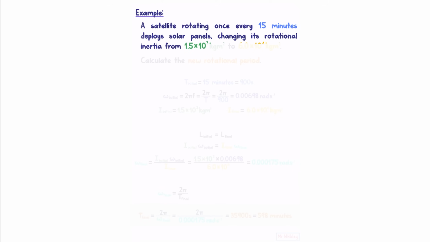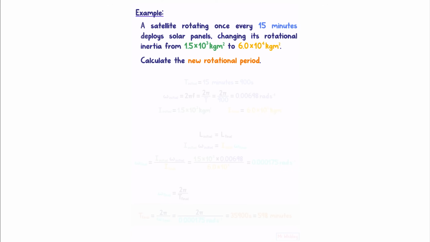Let's now use this in an example. A satellite rotating once every 15 minutes deploys solar panels, changing its rotational inertia from 1.5 times 10 to the 3 kilogram meter squared to 6.0 times 10 to the 4. Calculate the new rotational period.